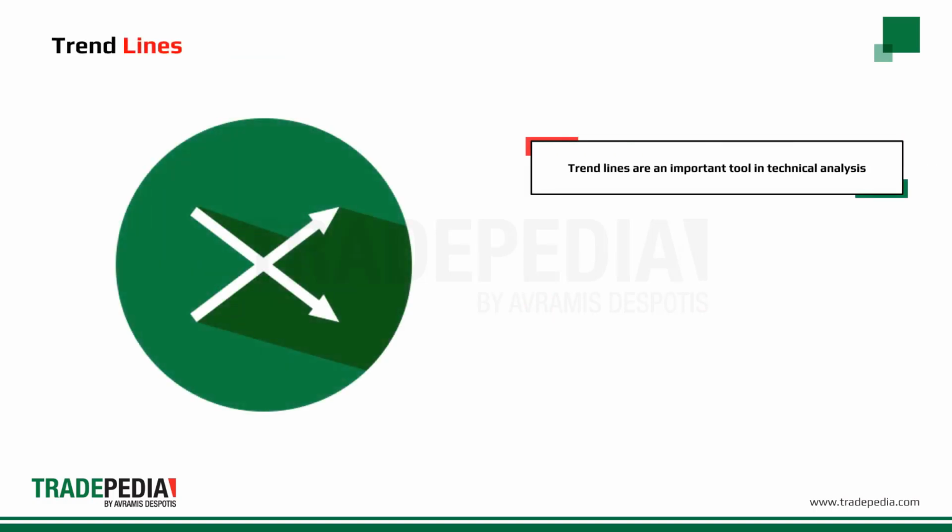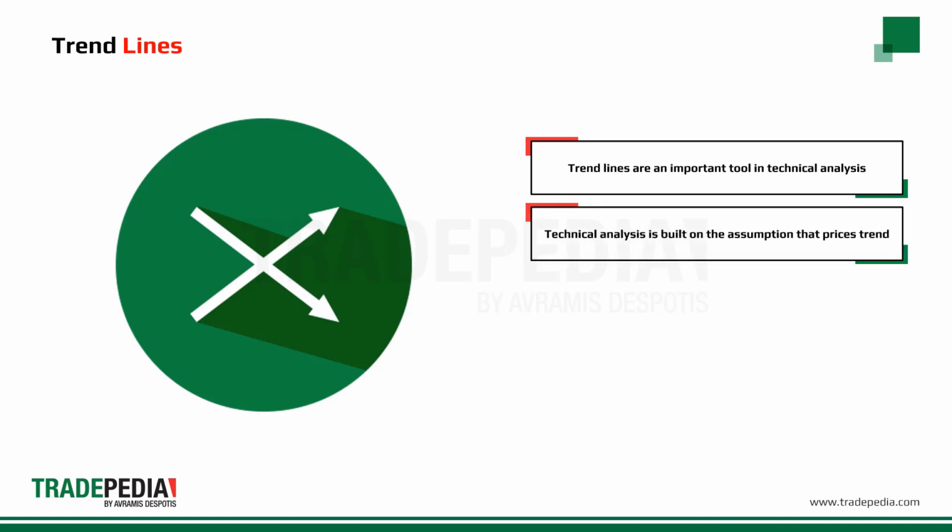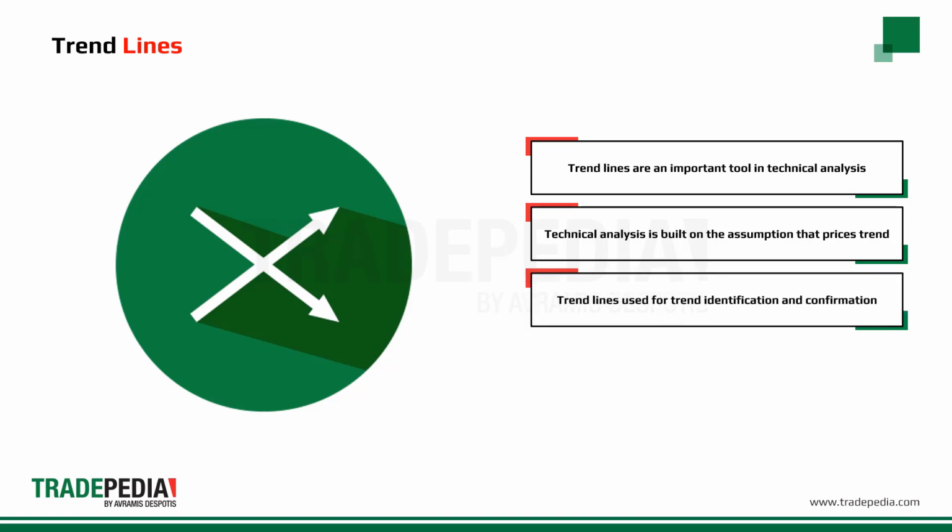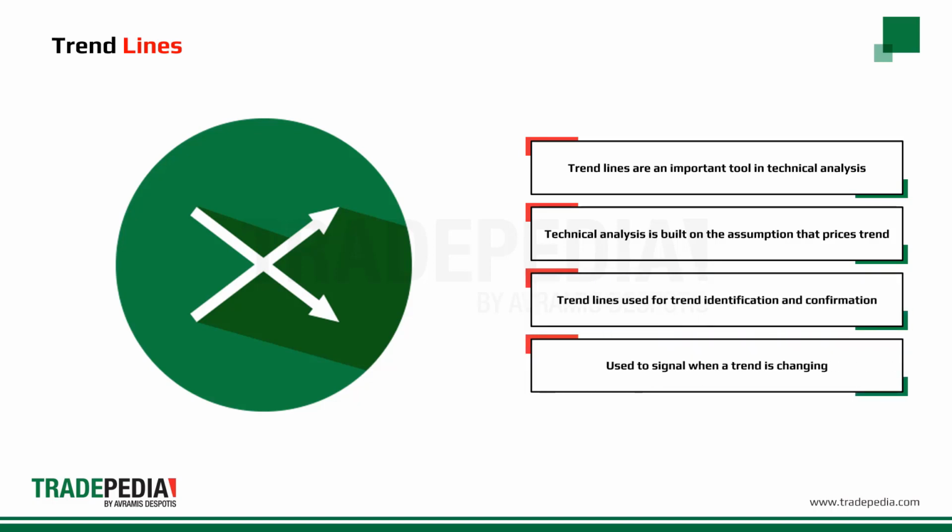Trend lines are an important tool in technical analysis. Since technical analysis is built on the assumption that prices trend, they can be used to help identify and confirm a trend. They can also be used to signal when a trend is changing.